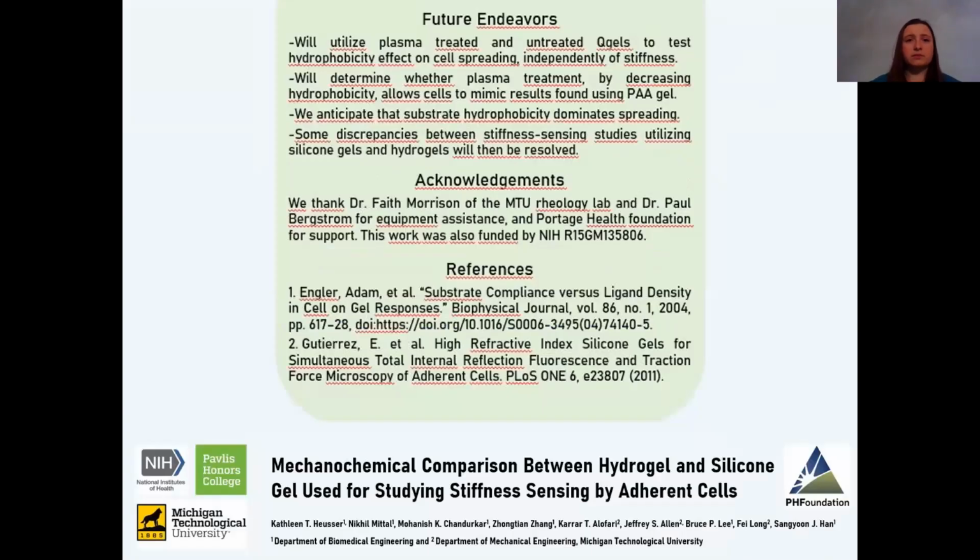In the future, we will use plasma-treated and untreated Qgels to test hydrophobicity's effect on cell spreading. We anticipate seeing that hydrophobicity dominates spreading.